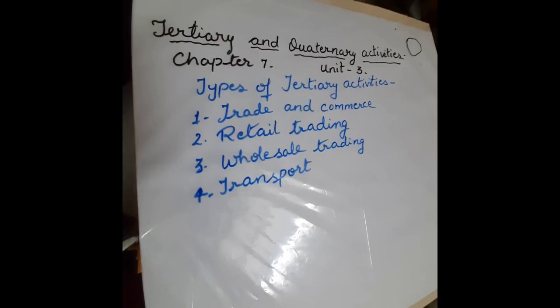The first type of tertiary activity is trade and commerce. Trade is essentially buying and selling of items which are produced elsewhere. They are not produced in this sector. They may be produced in the secondary sector. So all the services in retail and wholesale trading which are intended for profit are included in this particular sector.